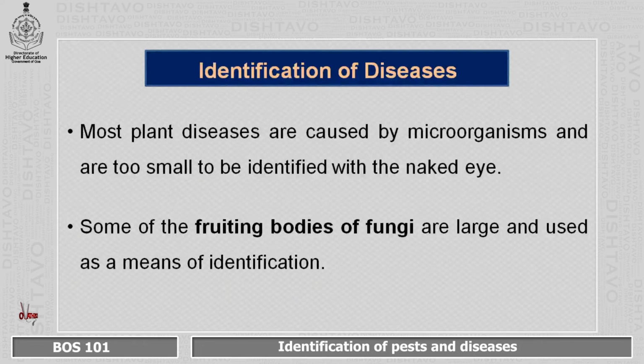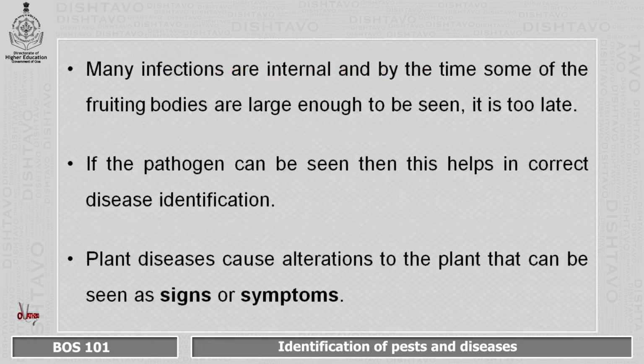Identification of disease. Most plant diseases are caused by microorganisms and are too small to be identified with the naked eye. But some of the fruiting bodies, like those of fungi, are large and used as a means of identification. Many infections are internal, and by the time some of the fruiting bodies are large enough to be seen, it is too late. If the pathogen can be seen, then this helps in correct disease identification.